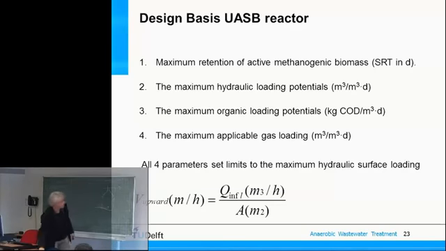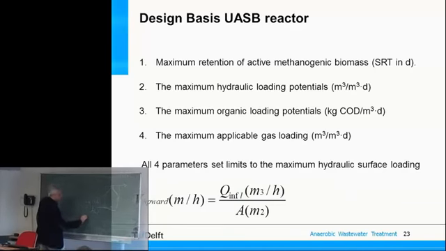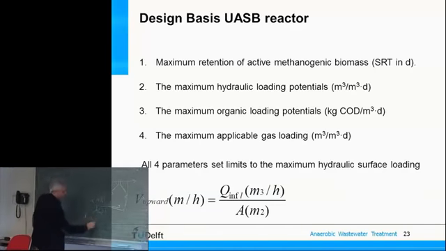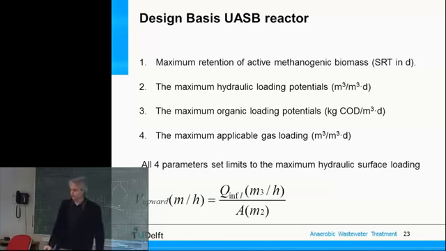What I would like to discuss now is how you dimension this. You have a wastewater coming in with a certain flow in cubic meter per hour, and you have a concentration of COD, kilogram per cubic meter, which gives you a load, and the load means the amount of waste per time unit, so it's in kilograms of COD per day. And what is the size of the reactor to treat the wastewater?